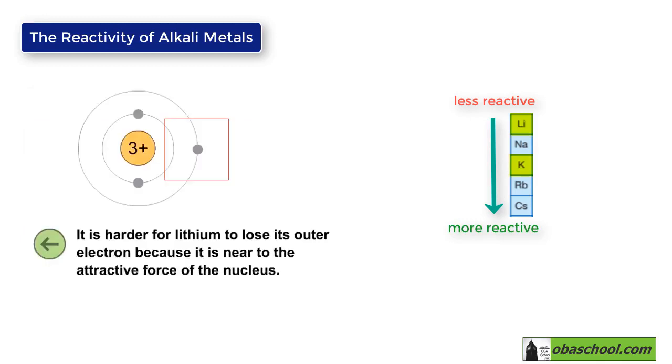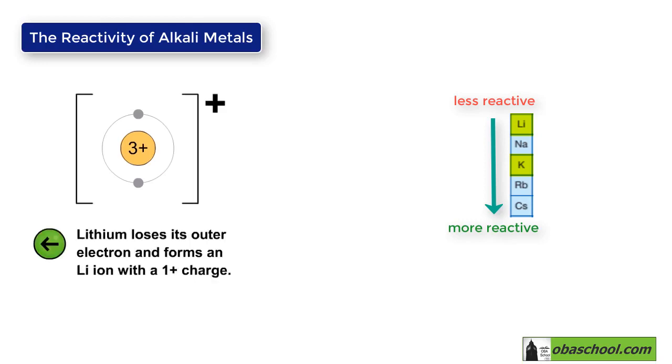So basically, it is harder for lithium to lose its outer electron because it's near to the attractive force of the nucleus compared to other alkali metals. Remember that lithium is on top of the group on the periodic table. When it loses its outer electron, it forms a lithium ion with a positive charge, Li+.